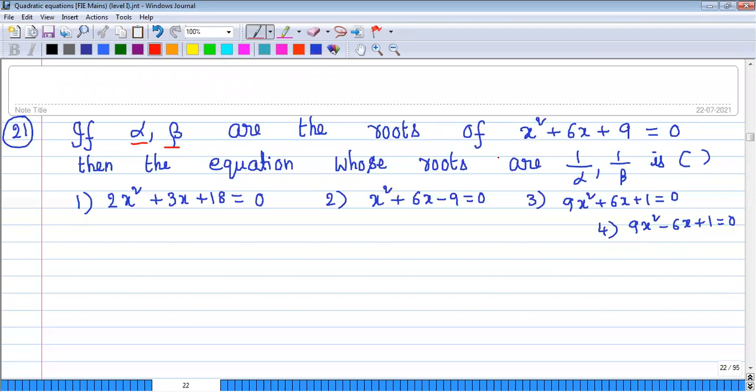Alpha comma beta are the roots of x square plus 6x plus 9 is equal to 0. Then the equation whose roots are 1 by alpha comma 1 by beta. So Option 3, very simple. Now put 1 by x in the place of x in the given equation. This is the given equation.